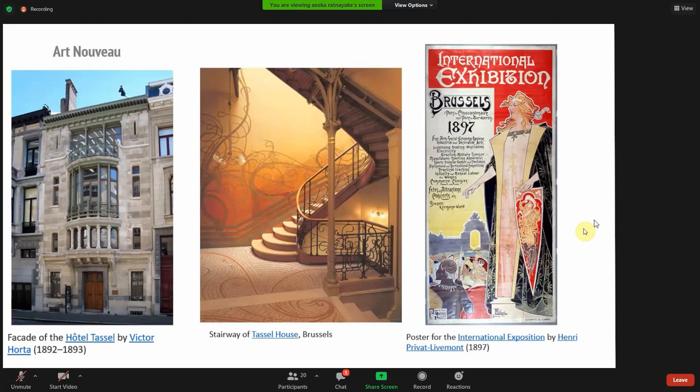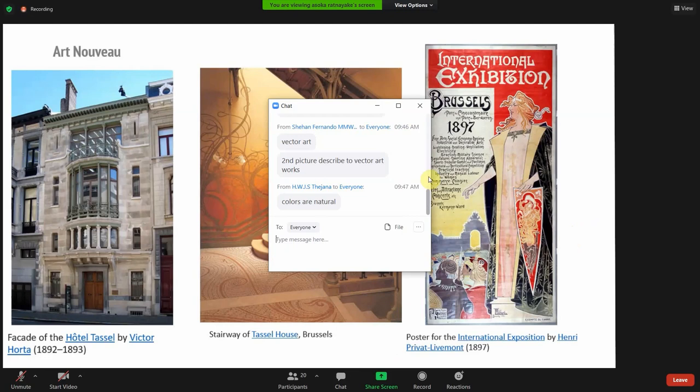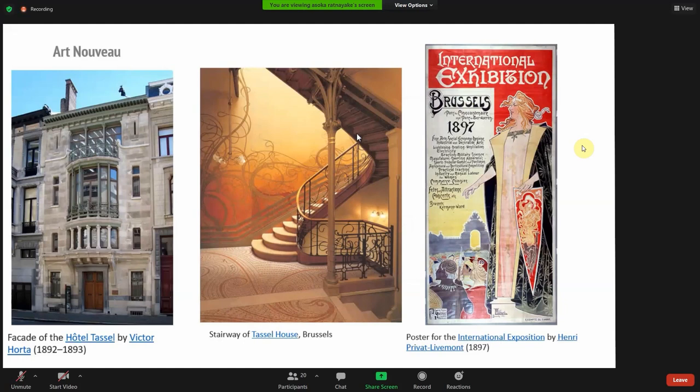Yes, good responses from those whose microphones are not working, even the others. I don't mind if you put something on chat, but I prefer if you can speak in English or Sinhala, anything, just tell me the ideas that come into your mind. There are no right or wrong answers here. Okay. Good responses for Art Nouveau.